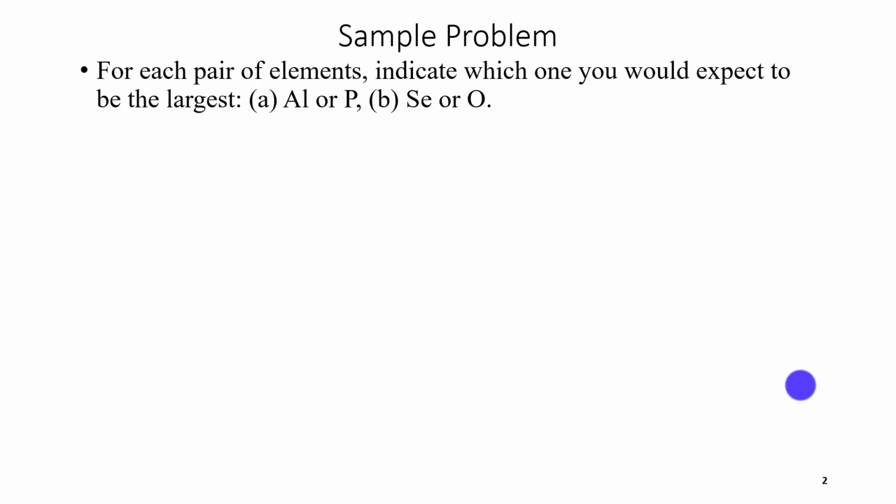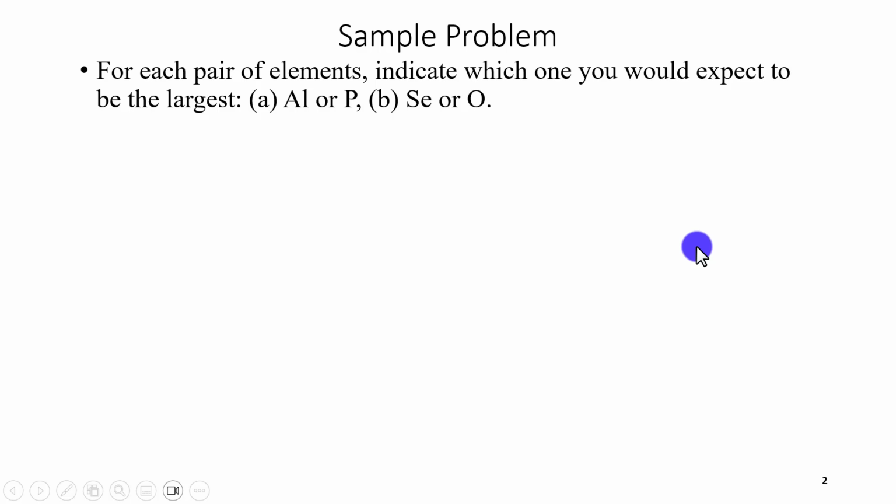Let's take a look at a sample problem. In these types of problems, you typically will have a couple or even several different elements listed, and you would be asked to list them or order them in increasing atomic size or decreasing atomic size, etc. In this particular one, the question is asking you which one has the largest atomic size. So for A is aluminum or phosphorus.